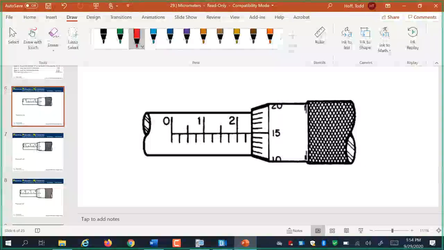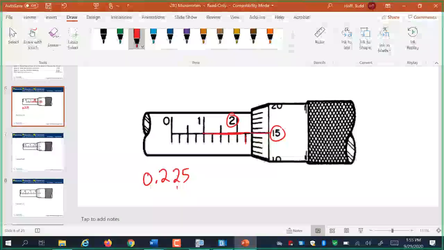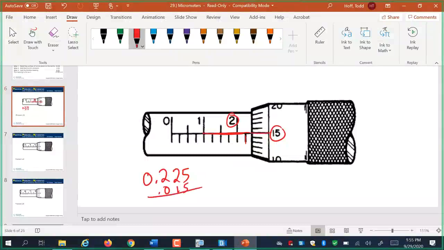So when we look at this, on the barrel, that's 2/10. That's 0.2. We're past the first quarter mark. We're not quite to the second quarter mark yet, so that's 0.225. Then on the thimble, what lines up with the axis of the barrel is the 15. So that's 15 thousandths that we're going to add to that. 0.225 plus 15 thousandths is 0.240 inches.